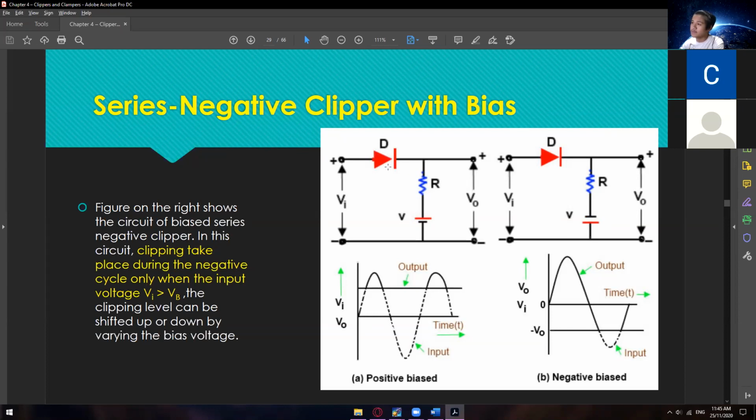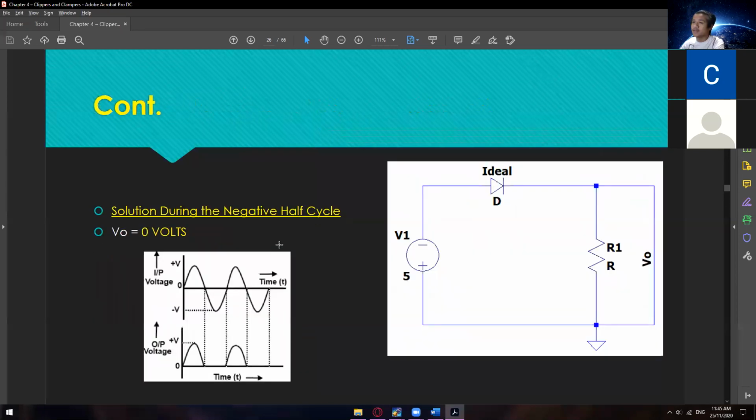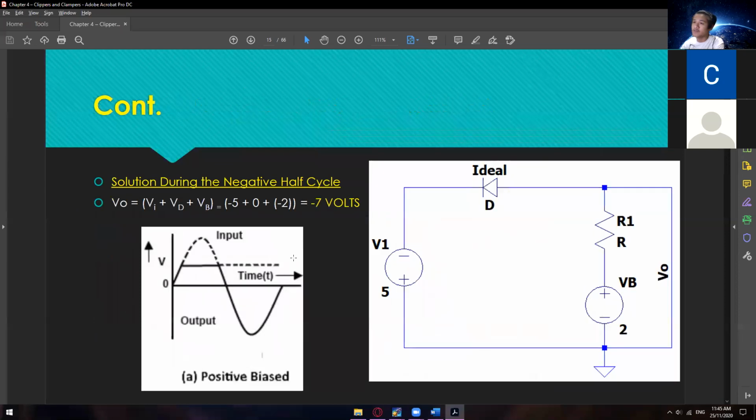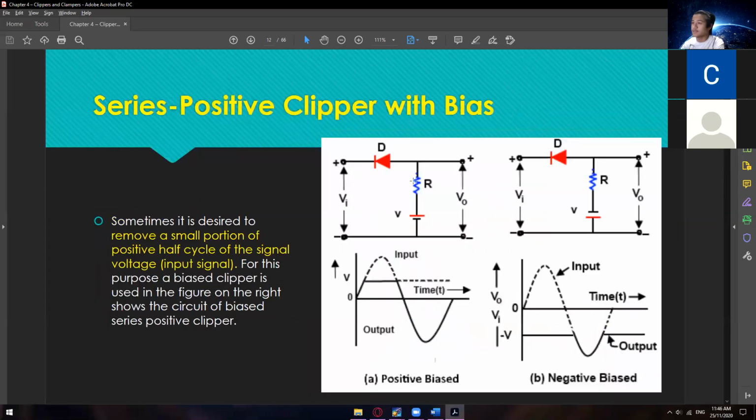And then take a look at this one. The polarity of our diode is positive and negative, positive and negative. This is for the series negative clipper. And for the positive, it's just the opposite of it. This one is negative and then positive, and then negative and then positive. So basically, they are the same. All you have to do is flip the diode and then flip the bias voltage depending on the question.